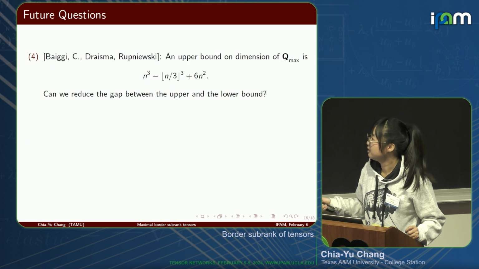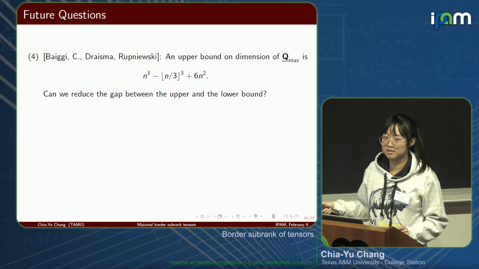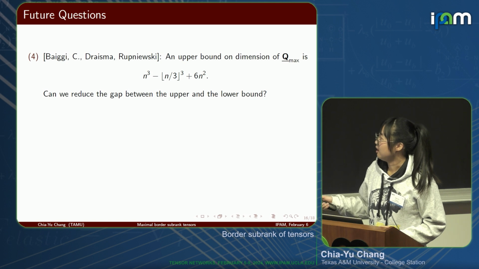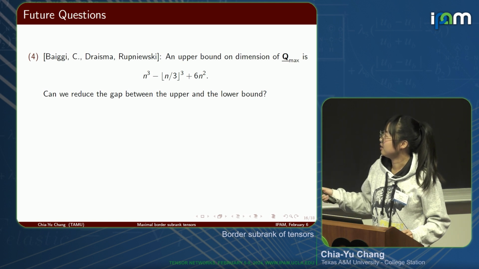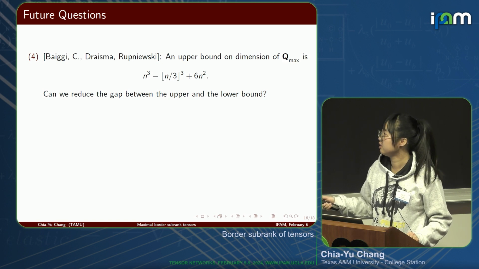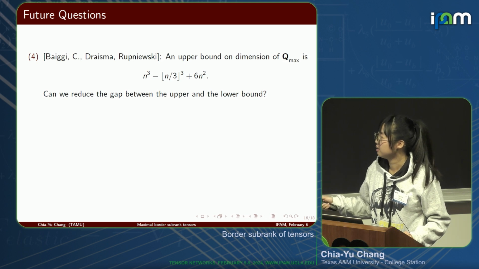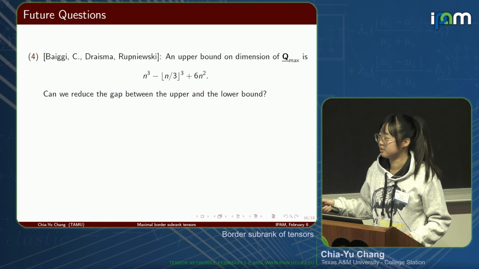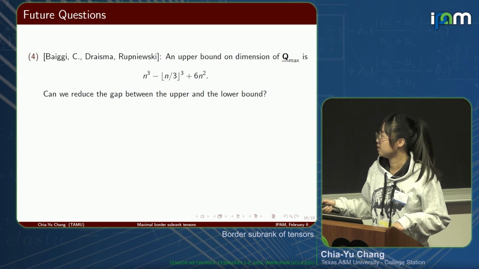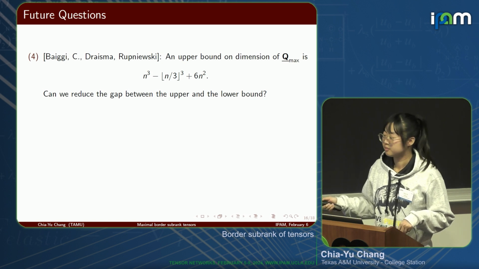The next question is about a new result by Biaggi, me, Jelisiejew, and Ruppinsky: an upper bound on the dimension of the set of all maximal border subrank tensors is equal to n cubed minus floor of n over 3 cubed plus 6n squared. This number is around 26 over 27 n cubed, so there's a gap between this upper bound and the lower bound of 2 over 3 n cubed. So the question is, can we reduce the gap between the upper and the lower bound?